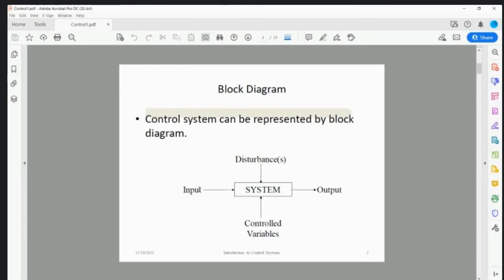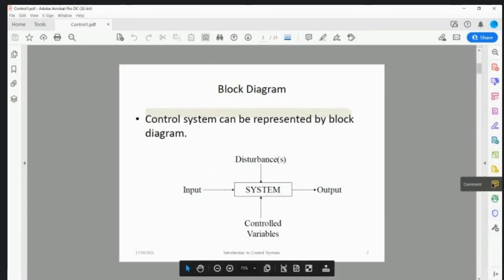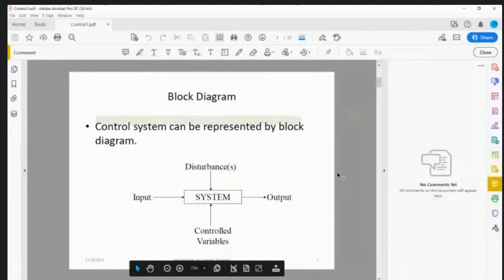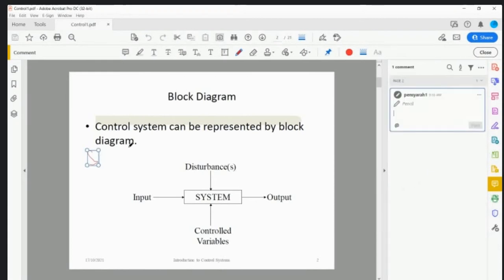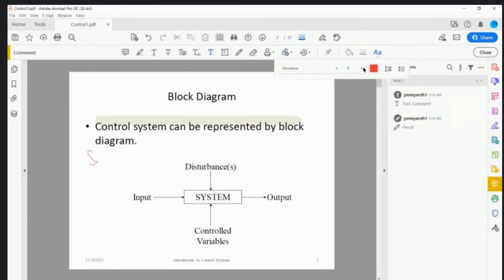Okay, for this kind of block, for this kind of system where you see there is only one input and one output. Okay, so this one we consider as a, let me just use text there, it's easier. Okay, we consider that to be a SISO system. SISO system. SISO represent single input, single output.